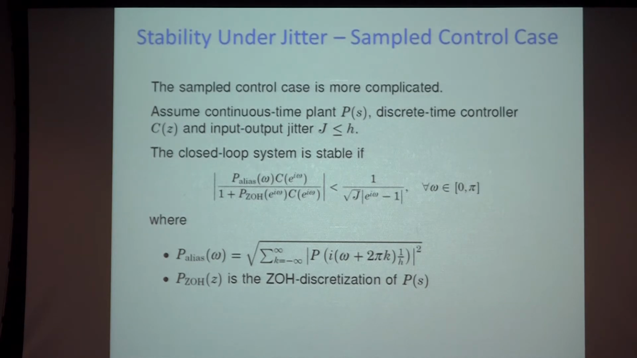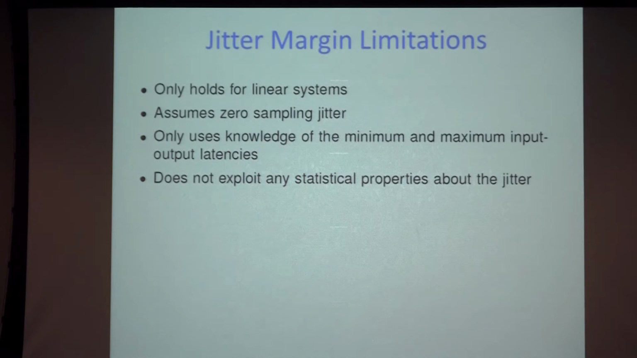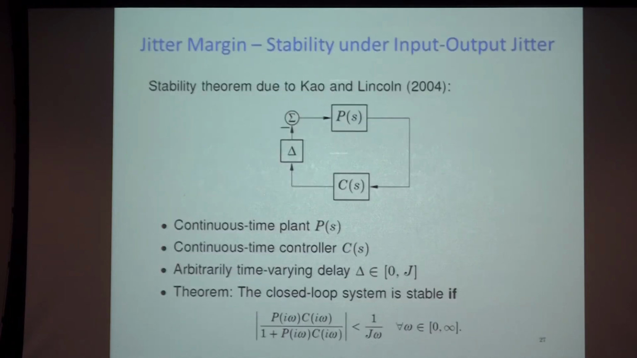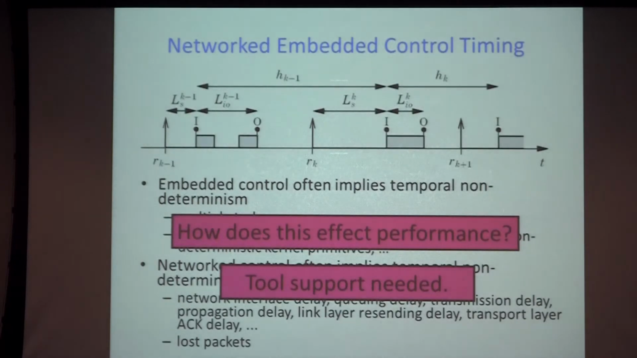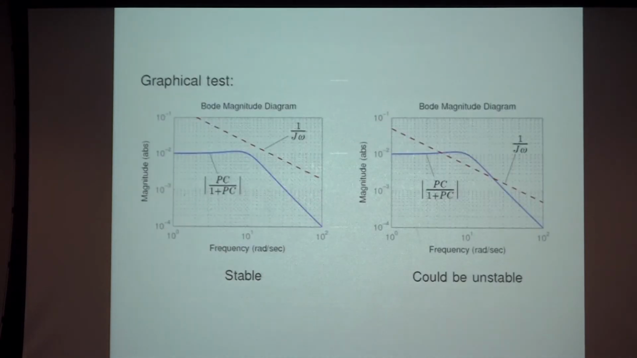It depends. I mean, it's not completely non-conservative. There is some pessimism. It only holds for linear systems, and it assumes zero sample jitter. So it really assumes that we sample periodically here. And that is a quite strong assumption in real systems.